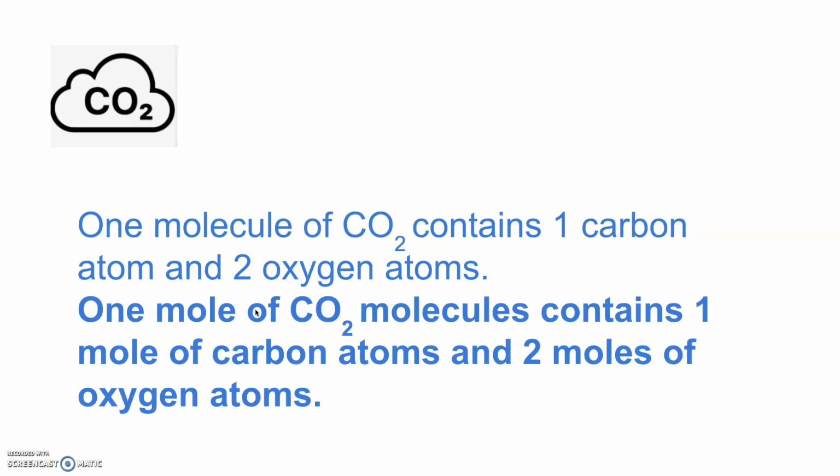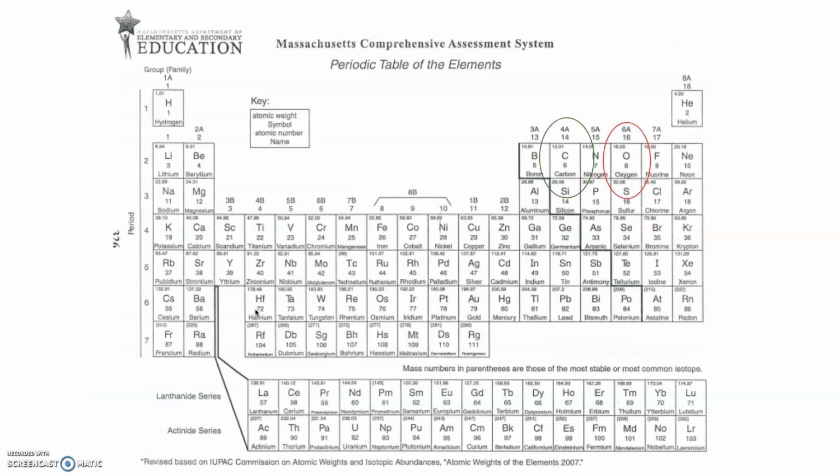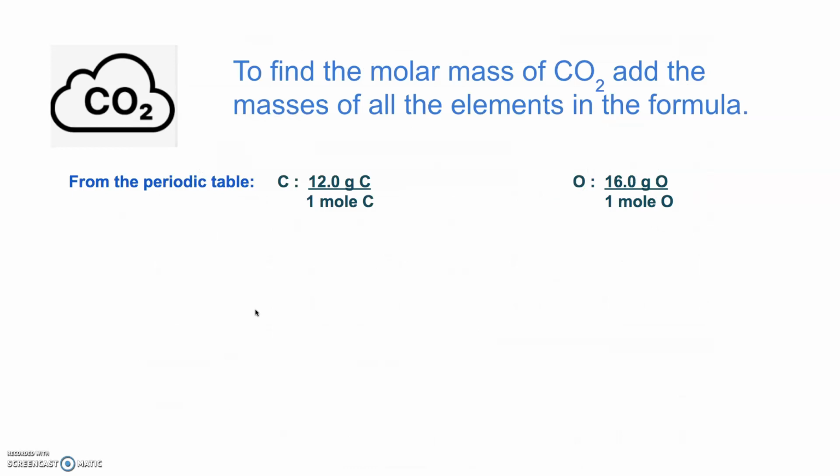But it also tells us that if we had 1 mole of carbon dioxide molecules, it would contain 1 mole of carbon atoms and 2 moles of oxygen atoms. And that kind of information we can use if we are weighing things out. So we can look at the periodic table, find carbon and oxygen, and figure out that the molar mass of carbon is 12 grams of carbon per every mole of carbon atoms, and for oxygen it's 16.0 grams of oxygen for every mole of oxygen atoms. Same number of atoms in a mole of each, but the atoms are different.